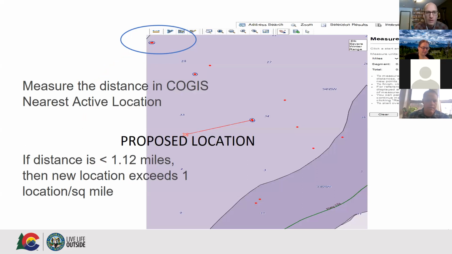So in this example, we used the measure tool, we measured it out. That line segment is 0.73 miles from the nearest active location. And so in this example, you would be going from less than 1 location per square mile to over 1 location per square mile. And that triggers CPW to say, okay, we need to start thinking about indirect impacts and what that might look like.